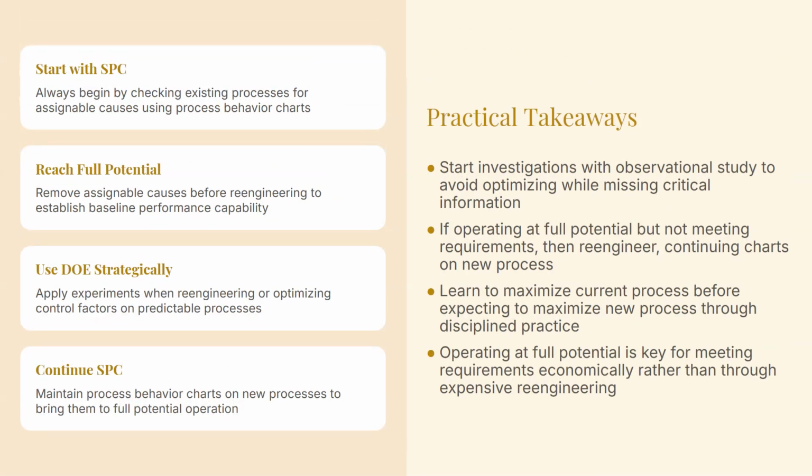Always begin by checking existing processes for assignable causes using process behavior charts. Remove assignable causes before re-engineering to establish baseline performance capability. Use DOE strategically when re-engineering or optimizing control factors on predictable processes.